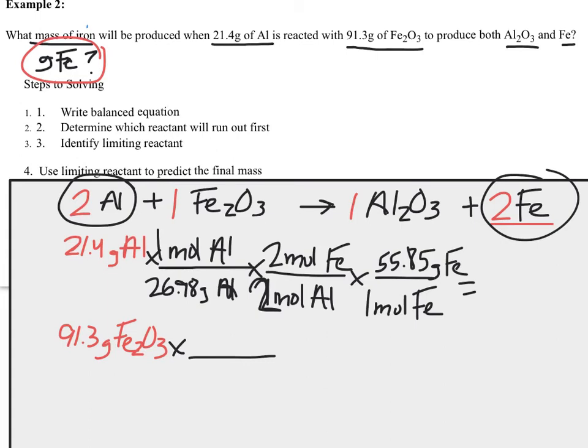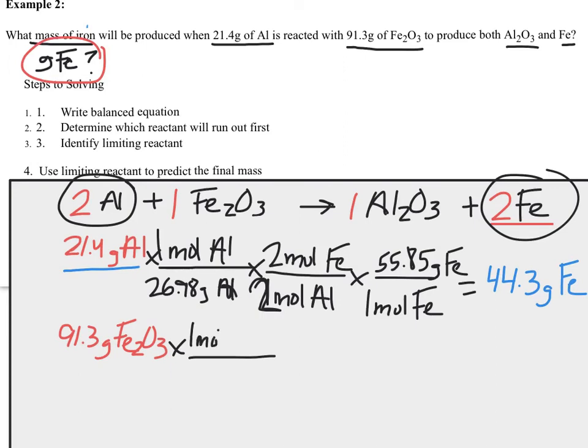Again, why did I do a mass-to-mass stoichiometry problem? Because it's going to let us predict how many grams of iron are found at the end. In this case, when you put this in your calculator and pause and try it out yourself, you end up with about 44.3 grams of iron if you use up all 21.4 grams of aluminum. But we don't know if aluminum will run out first or iron 3 oxide, so let's try it out.